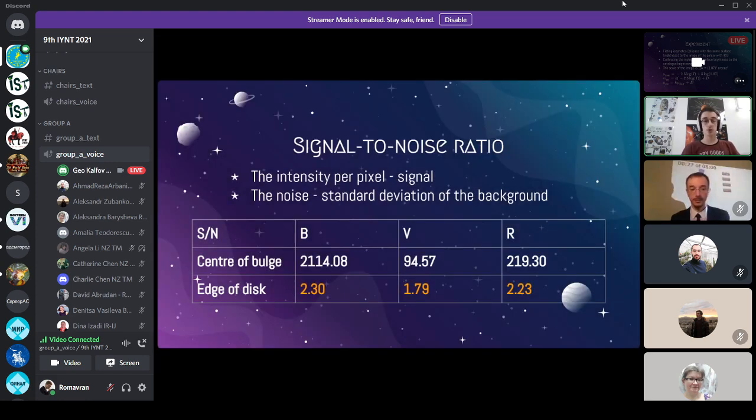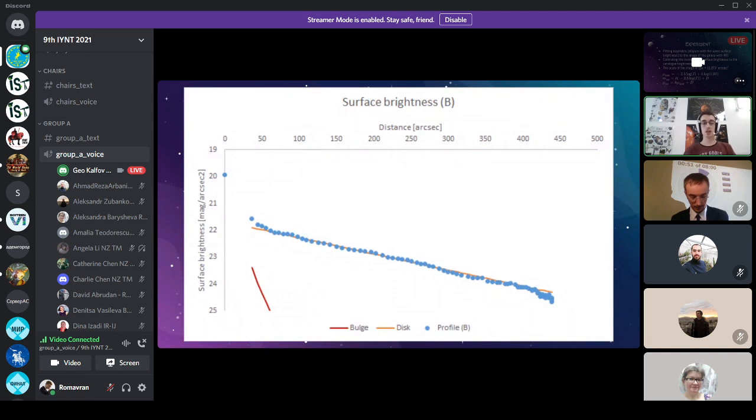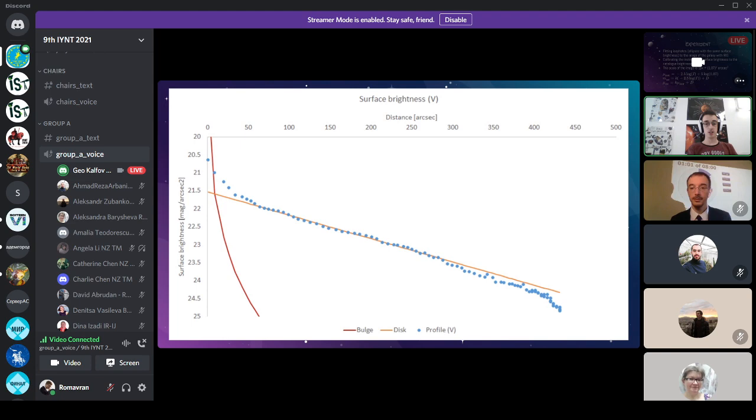And for our signal to noise ratio calculation, we use the intensity per pixel as our signal and the noise to be the standard deviation of the mean intensity of the background. We then see how the signal to noise ratio drops rapidly from the center to the edge of the disk, where it is near to 2 in its value. Then we fitted the models of these laws onto the profile. Here is the profile in B, and here is the profile in V and in R.